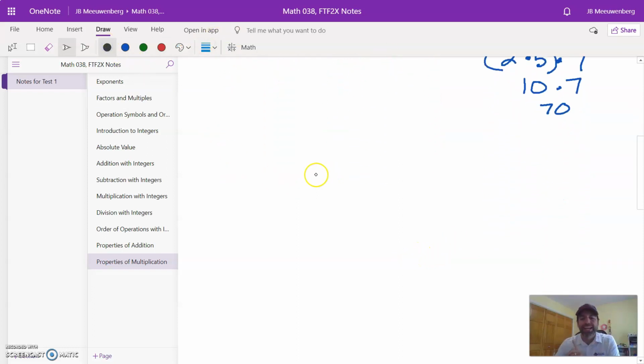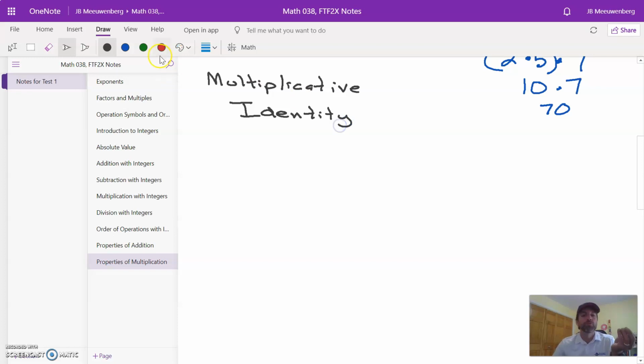Okay. Remember we had an identity property for addition when we add 0. We also have what's called, I love this word, the multiplicative identity. Just say it, identity. Now, if you remember from addition, identity is when you get what you started with. So now think, what do I multiply by to get what I started with? And that is the number 1.